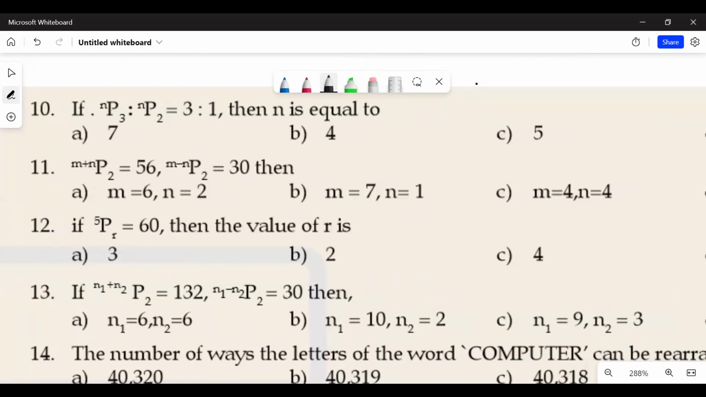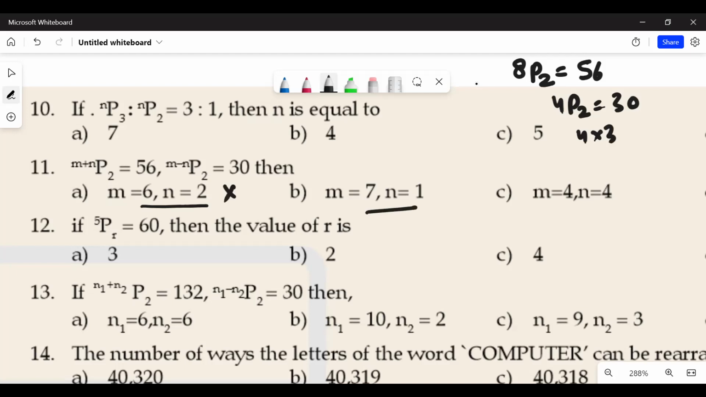If you see question number 11, see this m plus n. So this is 8P2. 8P2 is 56 and 4P2 is 30. 4P2 means 4 into 3. Is 4 into 3 30? No, this cannot be answered. If you take 7 and 1, this would be 8P2, 56. 8P2 means 8 sevens are 56. And 7 minus 1 is 6. 6P2 means 6 into 5. Is it 30? Yes. This is your answer.